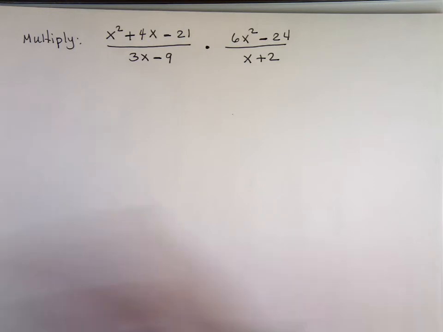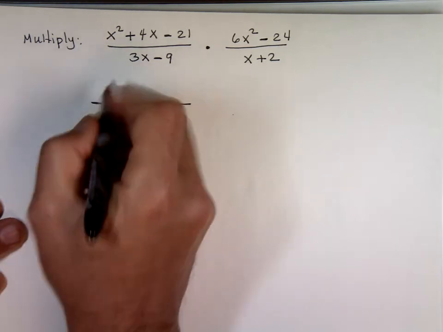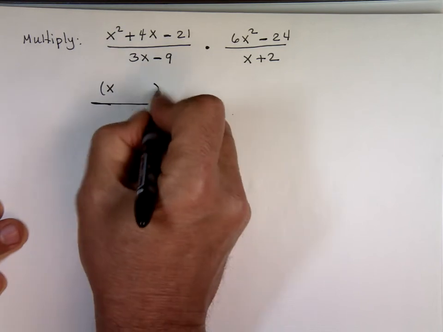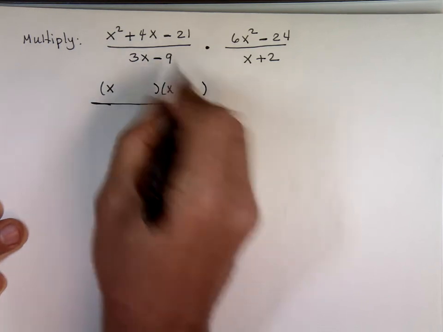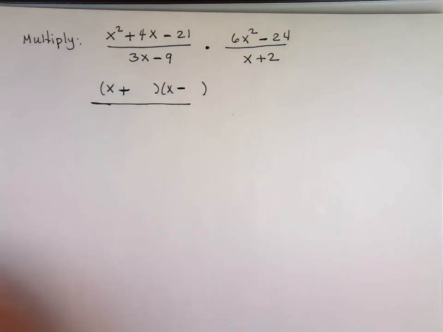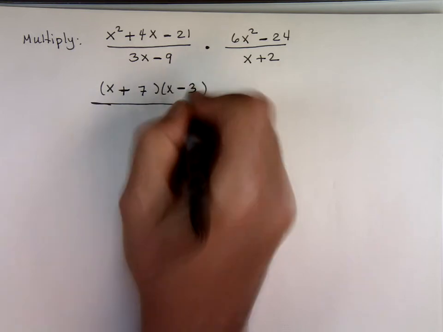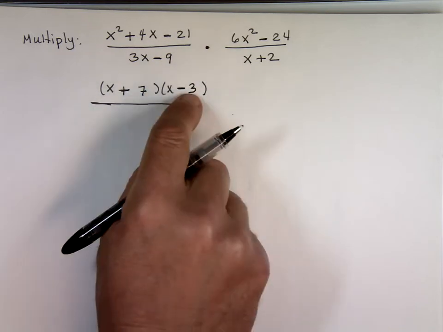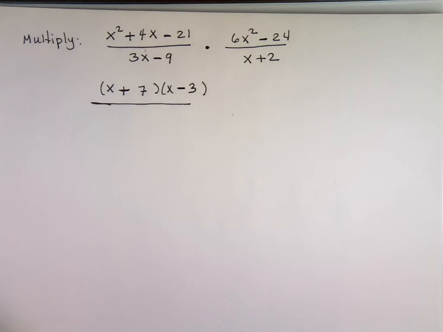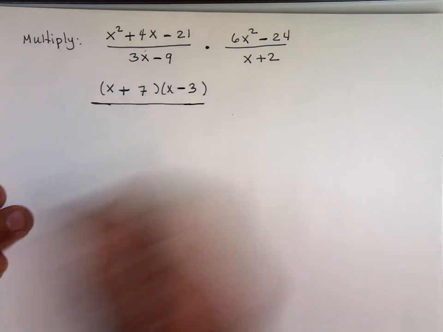Again, let's factor each one first. This is x and x. Negative, that means one is positive, one is negative. Positive 7 minus 3. Why? When you add plus 7 and the minus 3, that gives me the plus 4 that I need. Times.